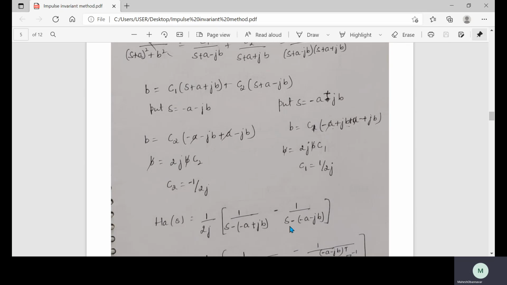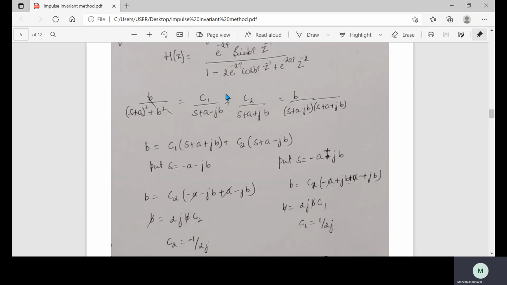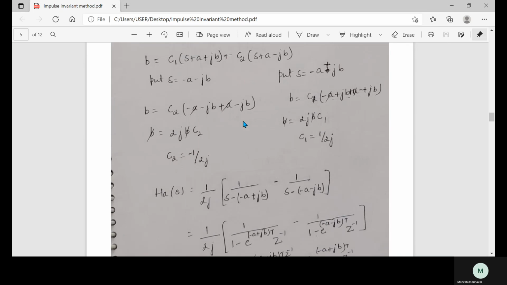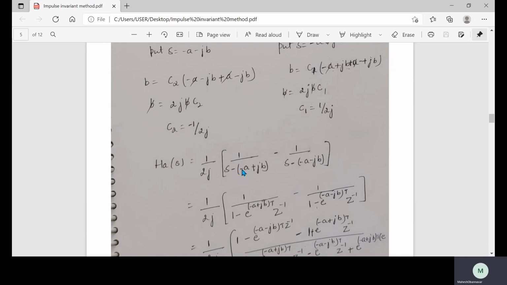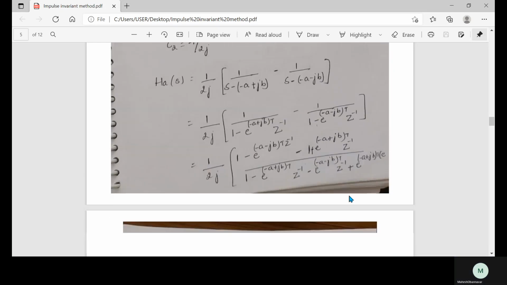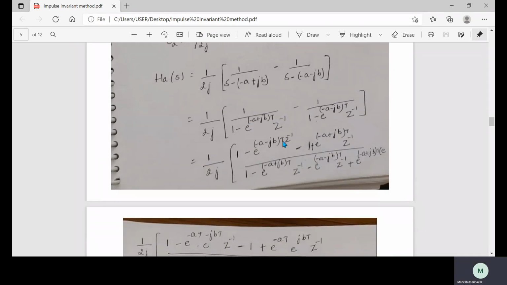So substitute that in what we have solved. So H of s is equal to 1 by 2j, you will be getting in this form. You have to put it in the form of s minus pi. So when you put it in the form of s minus pi, we know that 1 by s minus pi can also be written as 1 by 1 minus e to the power of pi t z inverse. So pi is what? This term. This term: 1 minus e to the power of minus a minus jb into t into z inverse. So solve this equation. So what you'll be getting?